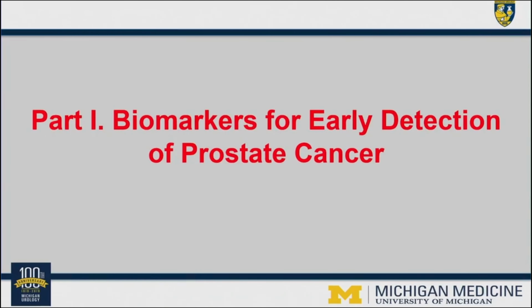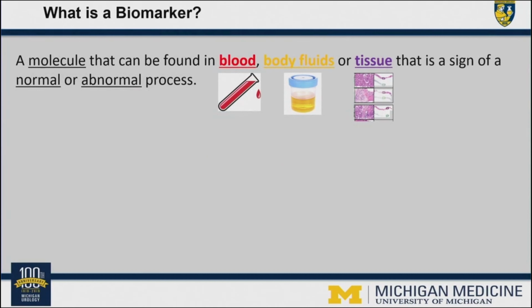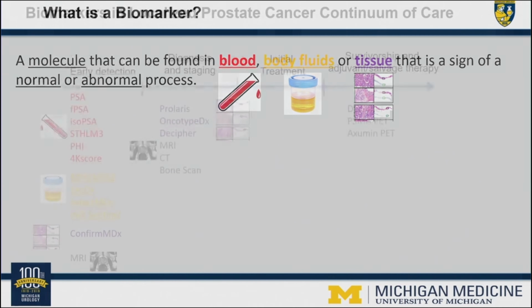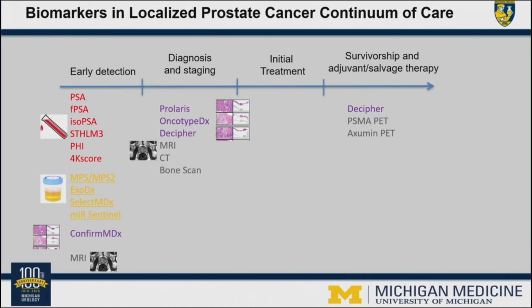So beginning with the first part, biomarkers for early detection. Essentially, a biomarker is any molecule, whether in blood or urine or tissue, that is a sign of a disease or an abnormal process, such as cancer. And as already mentioned, we have an embarrassment of riches when it comes to biomarkers in the management of patients with prostate cancer along the spectrum of disease. But of course, today we'll be focusing on early detection.